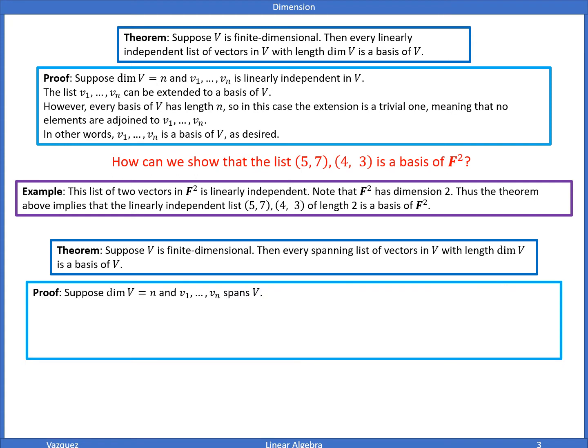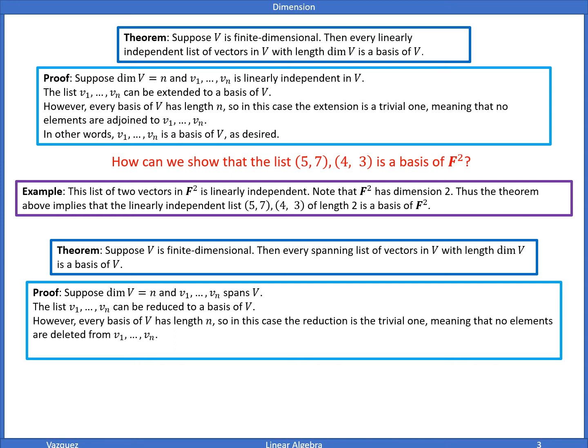So to show this, we're going to suppose that the dimension of V is equal to n, and v1 to vn spans V. Right, well, the list v1 to vn can be reduced to a basis of V, because it spans it. But every basis of V has length n. So in this case, just like the reasoning above, the reduction is a trivial one, meaning we don't delete any elements from v1 to vn. So in other words, v1 to vn is a basis of V.